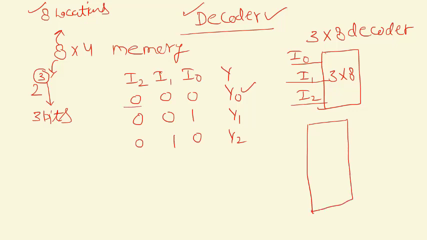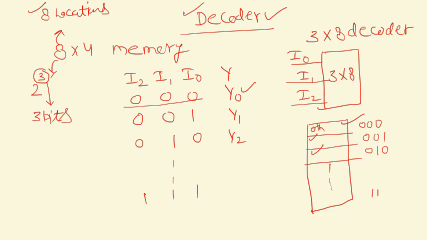So if the input is 0, 0, 0, then the 0th memory location will be selected. If this is 0, 0, 1, then the first memory location will be selected. If this is 0, 1, 0, then the second memory location will be selected, and similarly, if this is 1, 1, 1, then the 7th memory location will be selected.